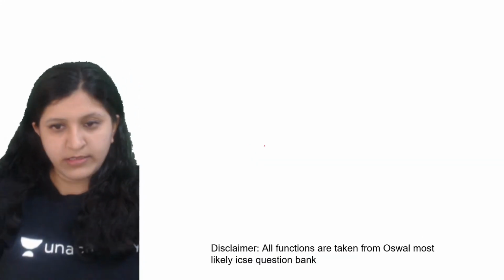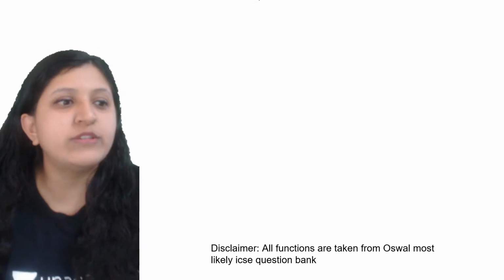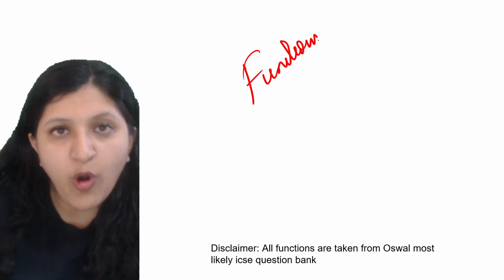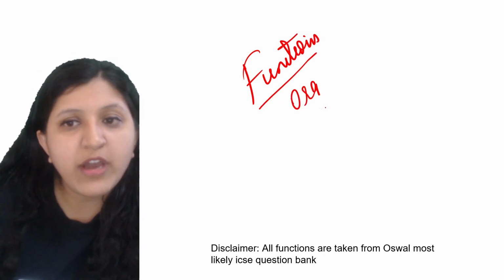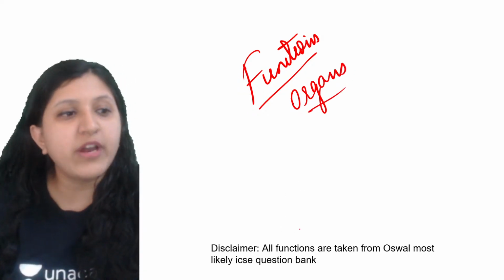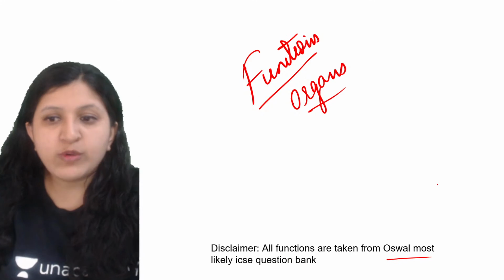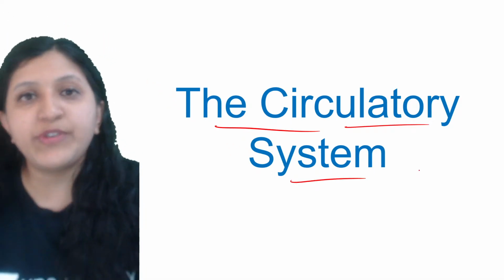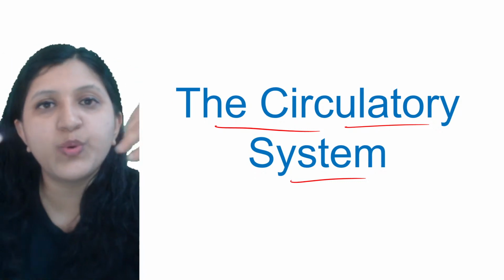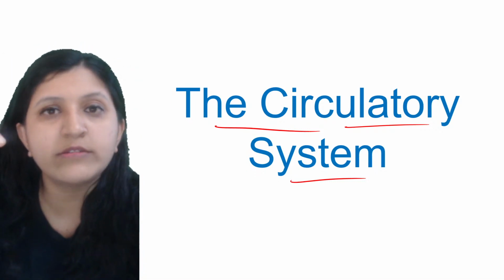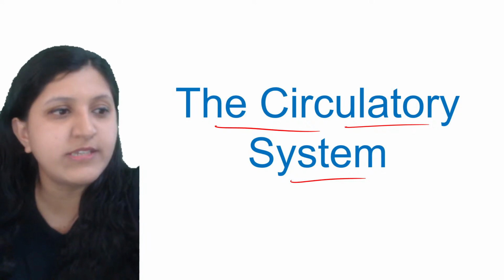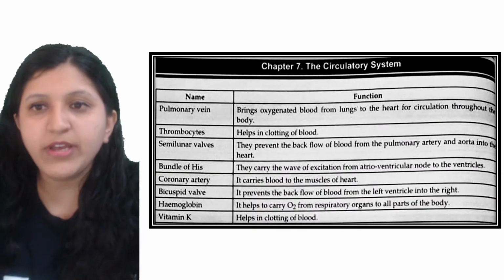Then all the functions I have used here, this is the topic that I'm going to discuss, that is function. You know that different organs are there. All the organ functions that I'm going to discuss today are taken from the Oswaal ICSE question bank. From the circulatory system, let's have a look at the different organs whose function can be asked: the bicuspid valve, the tricuspid valve, different parts of the heart. What exactly is the function, let's have a look.